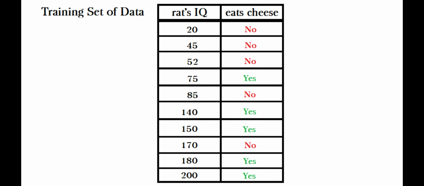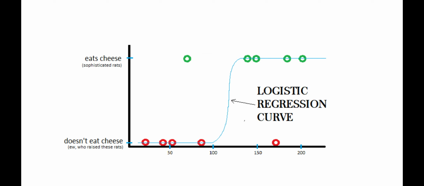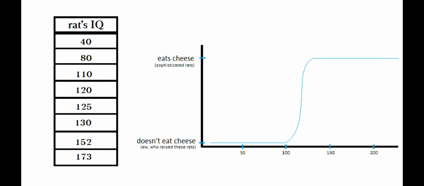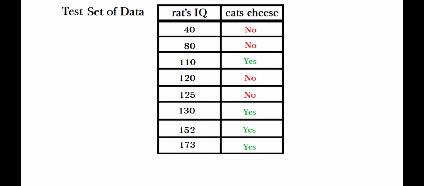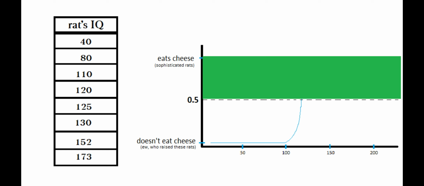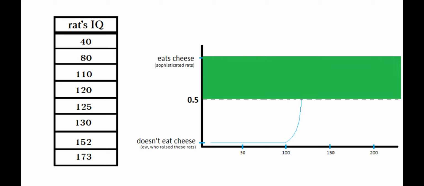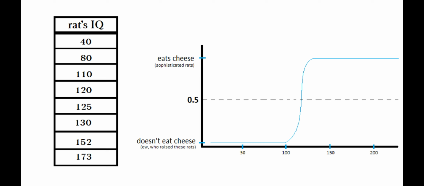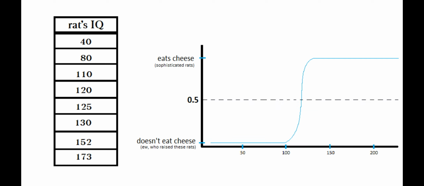First, based on some data, we got this curve, which we call logistic regression curve. Now let's assess the cheese eaters based on their IQs using this curve and compare that with the actual values. I'm going here with a threshold of 0.5, which means if the probability of a rat with certain IQ to eat cheese is greater than 0.5, then we consider that as a yes. And if it's lesser than 0.5, we consider that as a no.